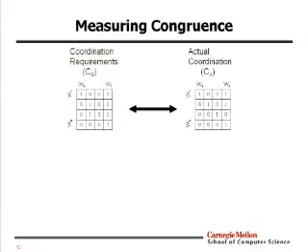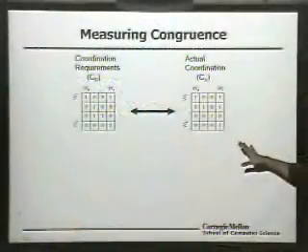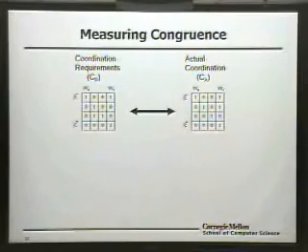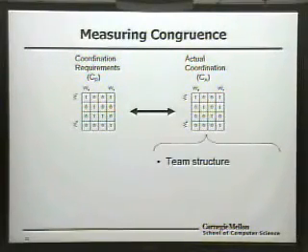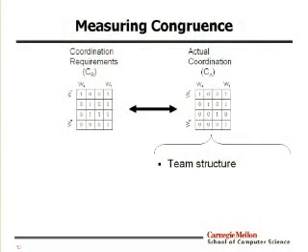All right, so those are the coordination requirements. Now let's talk about comparing the coordination that's required with the actual coordination that happens. Okay, so in the context of our data, we have about 4 different kinds of actual coordination matrices we can construct. So one is just team structure.